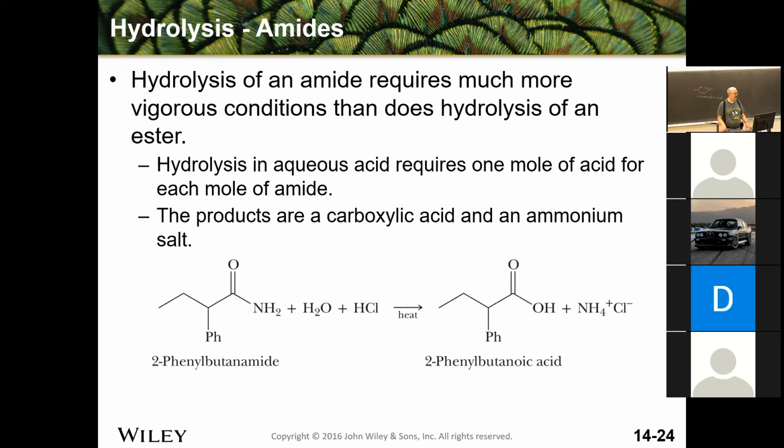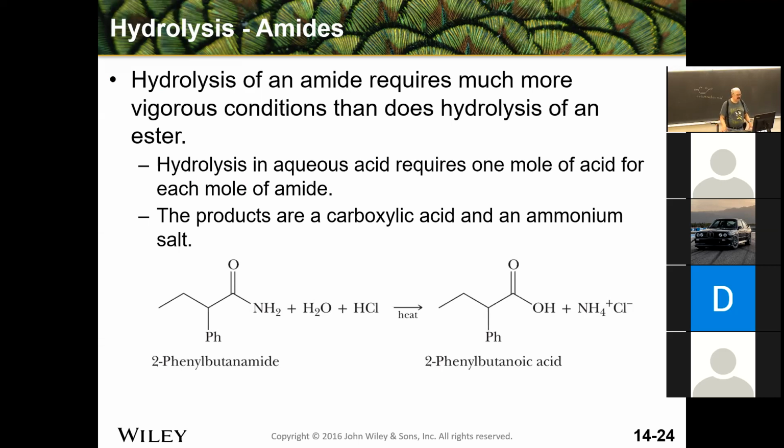All right, since amides are less reactive, since nitrogen anions are poorer leaving groups than the other leaving groups that we talked about, the hydrolysis of an amide requires much more vigorous conditions than does hydrolysis of an ester.